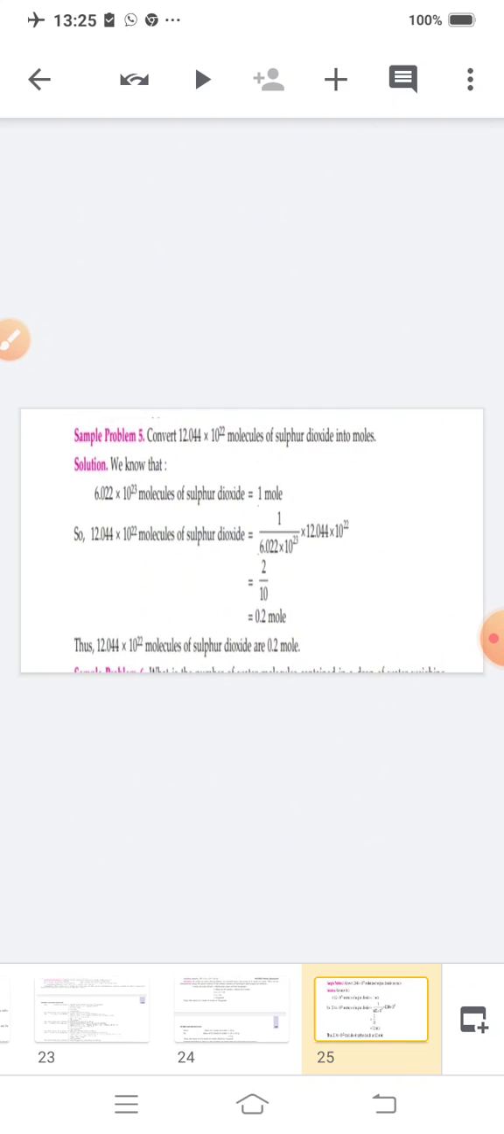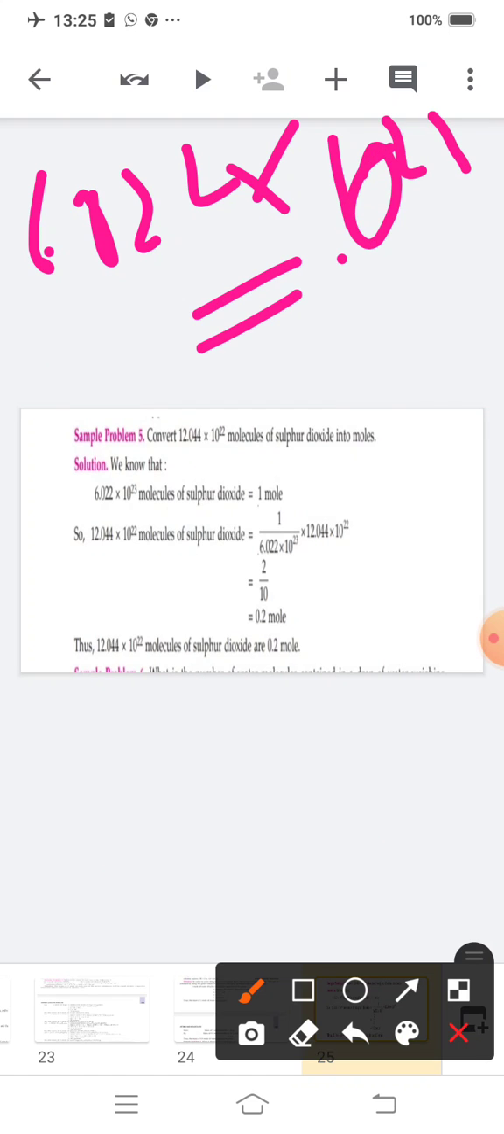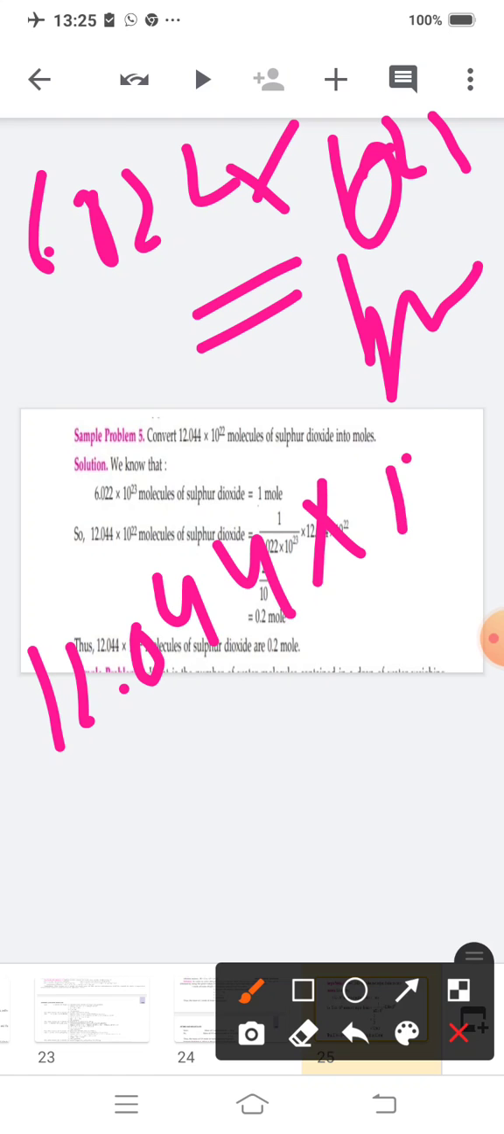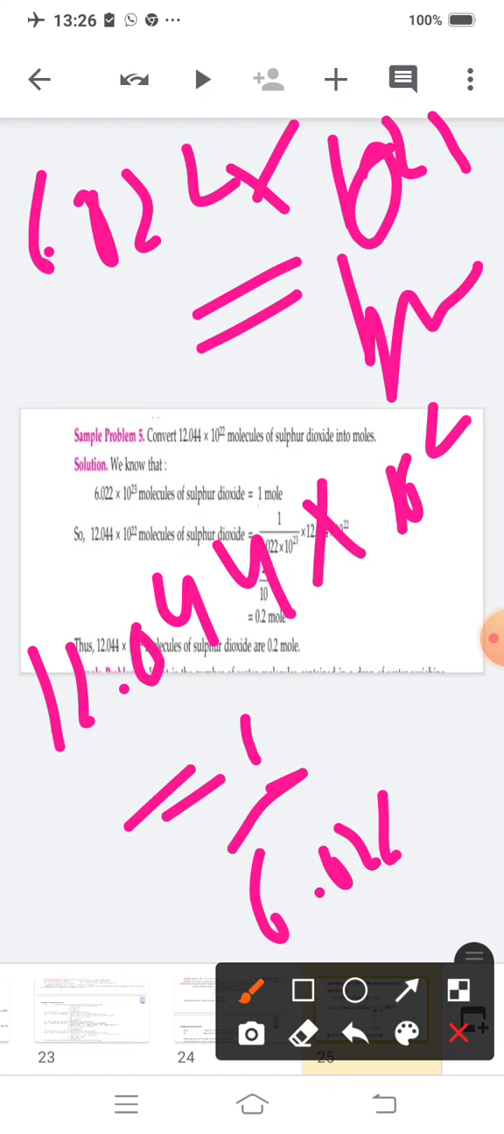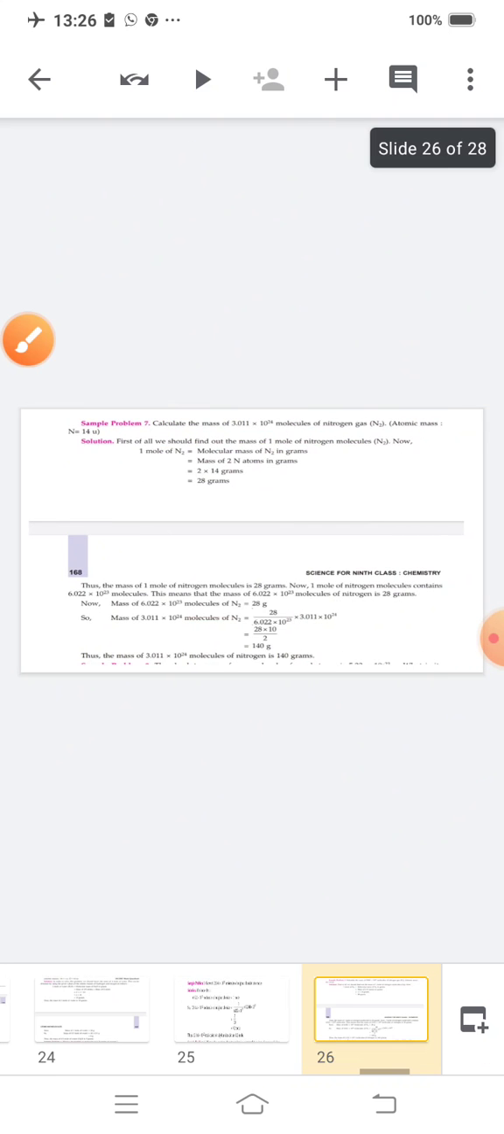Now convert 12.044 into 10 to the power 22 molecules of sulfur dioxide into mole. We know that 6.022 into 10 to the power 23 is equal to how many moles? 1 mole. So 12.044 into 10 to the power 22 is equal to how many moles? 1 upon 6.022 into 10 to the power 23 into 12.044 into 10 to the power 22. When you solve, you will get the answer. Clear?